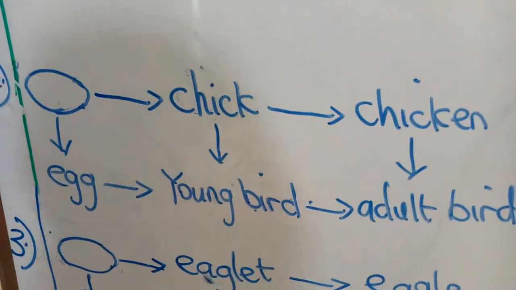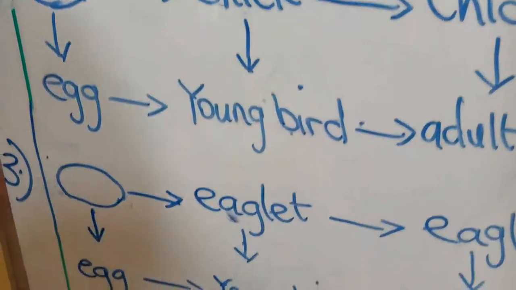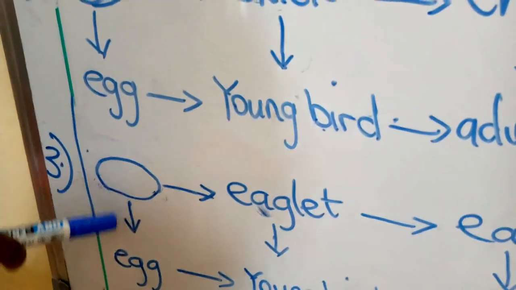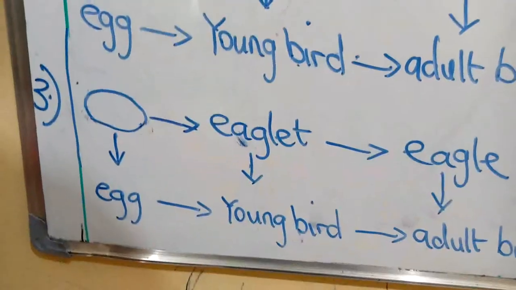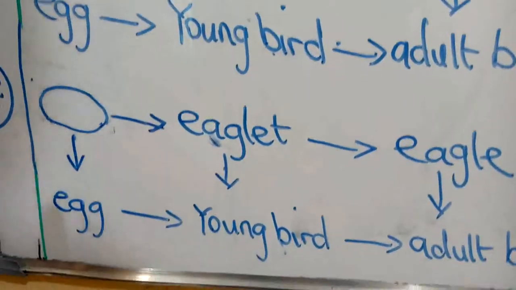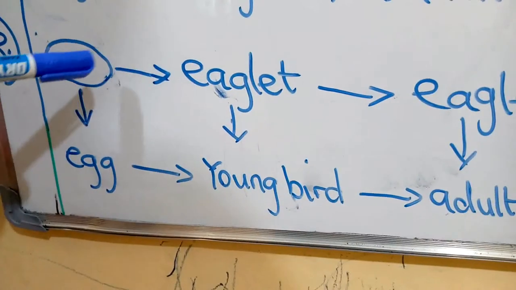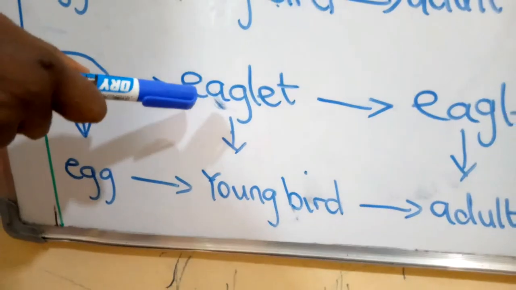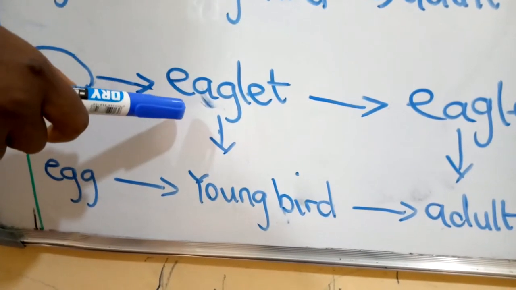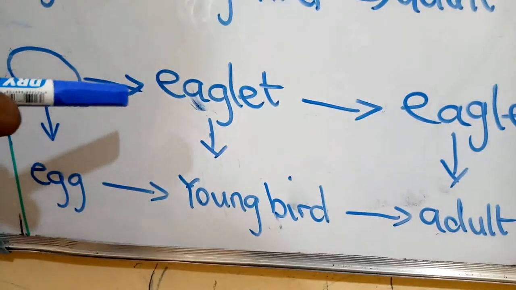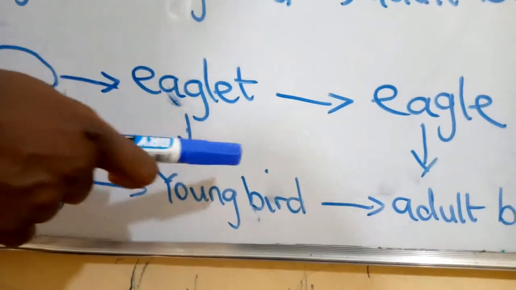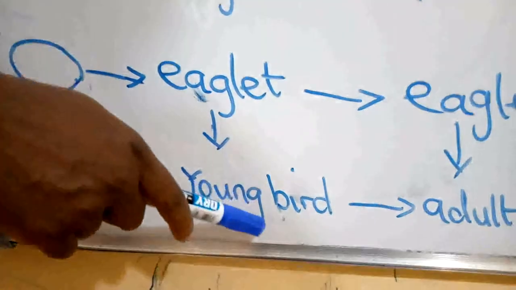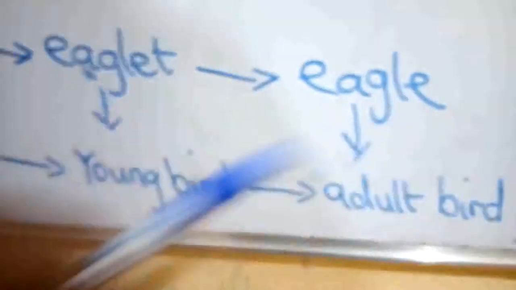Now let's look at number three. The egg of an eagle. An eagle laid an egg, and the egg hatched into what? A baby eagle is called what? Good, an eaglet. Now from there, it became an adult eagle. The egg, the young bird, and the adult bird.